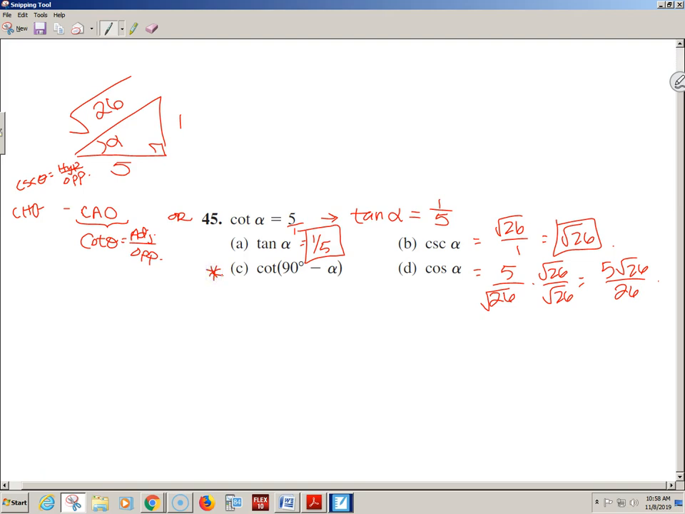This comes back to that whole complementary function idea, the co-function thing. Because cotangent is the complementary, look, 90 minus, it has to do with the complementary angle. Cotangent is complementary to tangent. So the nice thing is cotangent of the complement is tangent of the original. These are the exact same thing.